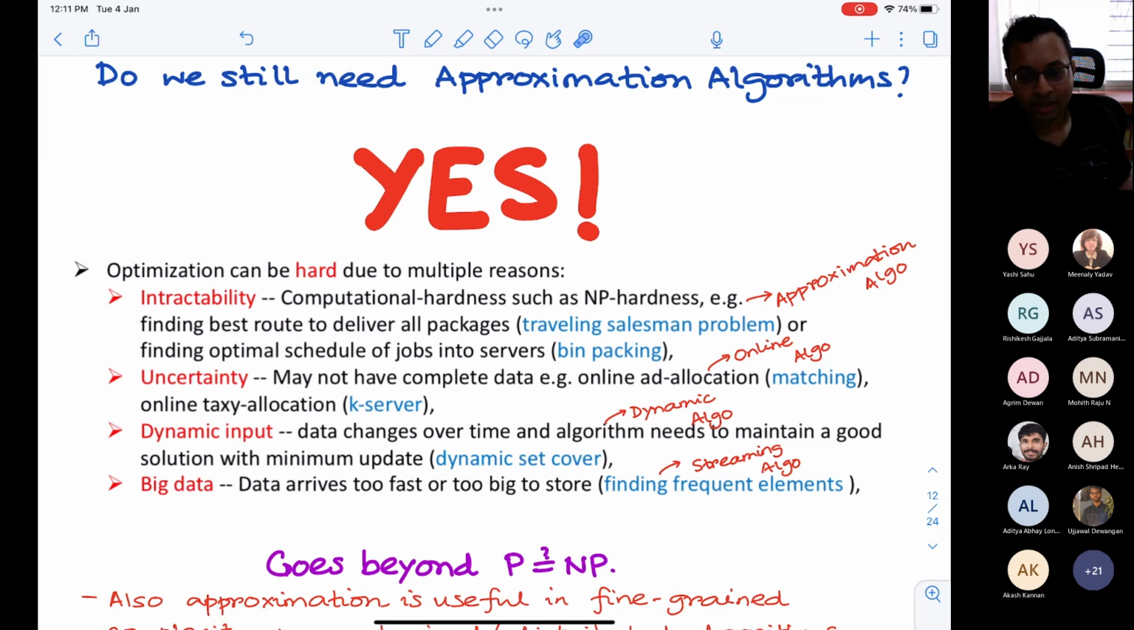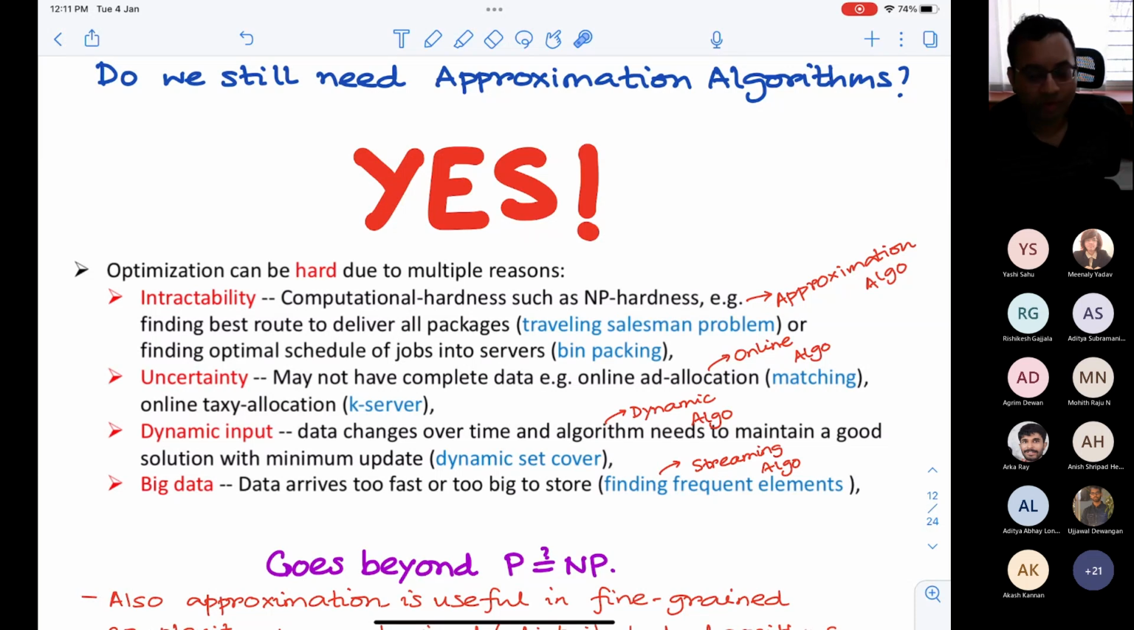So that's again, they have to take some approximation here. They cannot find the optimal solution because they don't know the whole input. So can they do some kind of approximate solution, which is good. Or you can have dynamic input. So data can change over time.